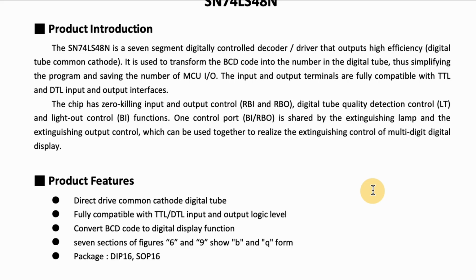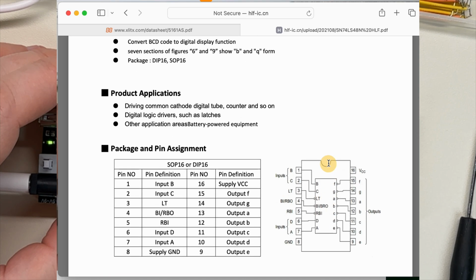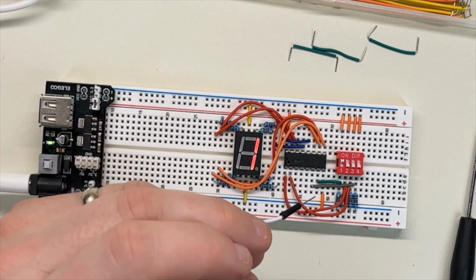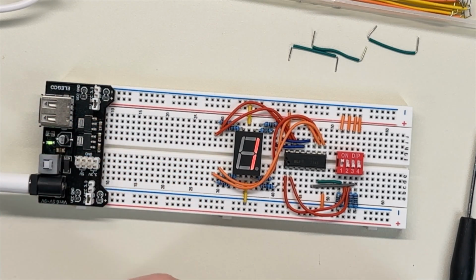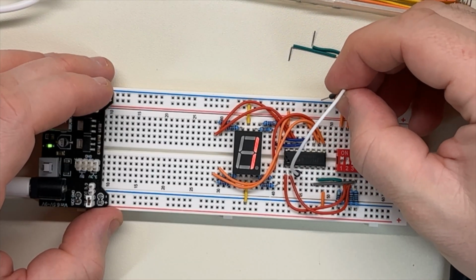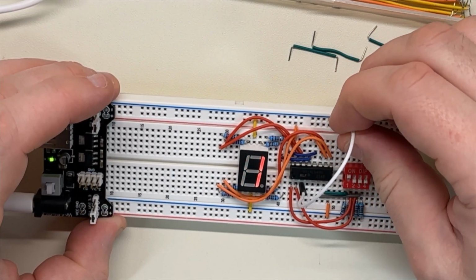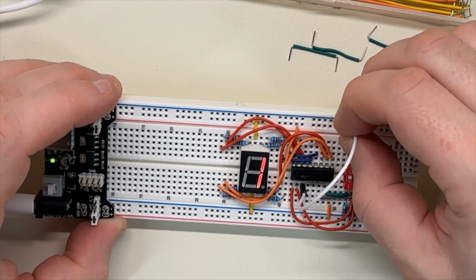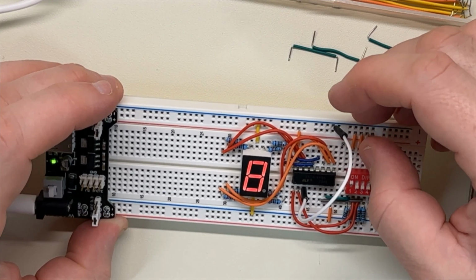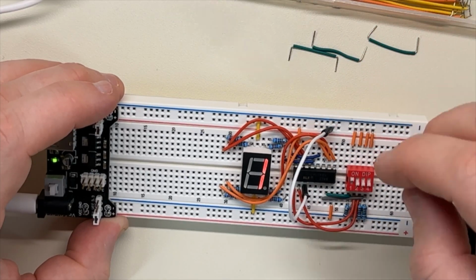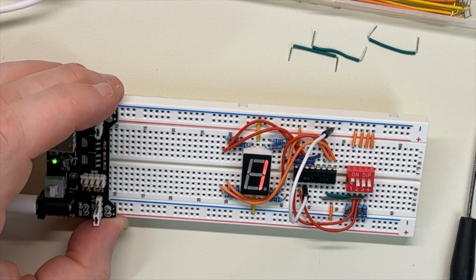I have no idea what that means. Let's try tying one of those to high or low just with a jumper and see what it does. So I'll do that with pin 3. If I tie it to low, well, everything turns on, okay? Tie it to high, nothing happens. So I'm not really sure what that's supposed to do, but probably we should leave it tied high.